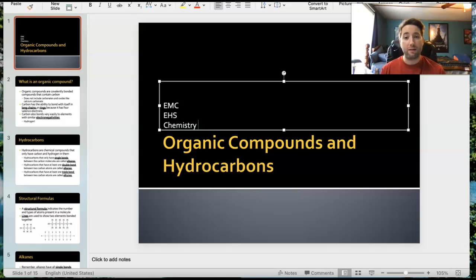So far we've named the binary ionic compounds, and those are going to be the ones that have two capital letters. One is going to be a metal, and the other one's going to be a nonmetal, and those are going to end in IDE. So things like magnesium chloride, strontium chloride, sodium fluoride, all of those different ones.